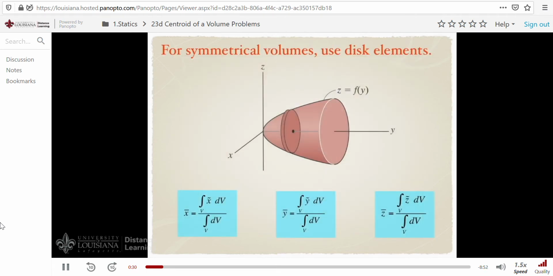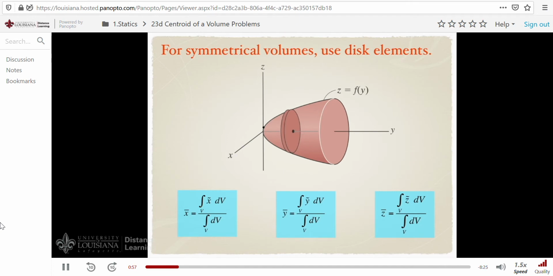For applications in this lesson, though, we'll only consider bodies that have an axis of symmetry, such as this one. This body is actually formed by taking, say, this generating curve, z equaling a function of y, and rotating it around the y-axis to create the surface. We can find the centroidal location for this body, or the center of gravity or center of mass, using then a single equation. It would be this one.